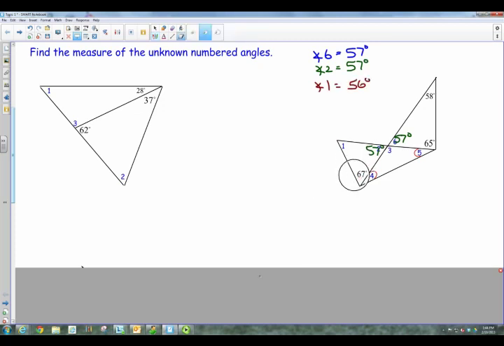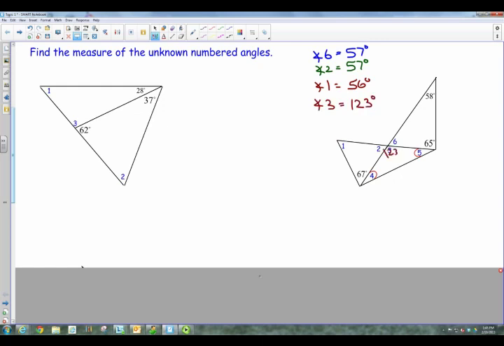Okay, so now we've kind of worked our way through. The last two that we've got, or last three, reside in this triangle here. Well, if you look at these two, they are a straight angle. They're next to each other, and angle 6 was 57. So since they're a straight angle, you take 180 minus 57, and that means that angle 3 is 123 degrees.